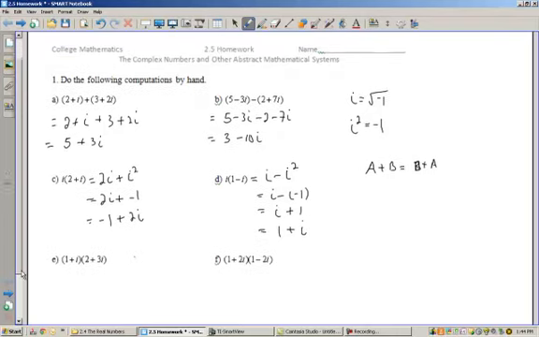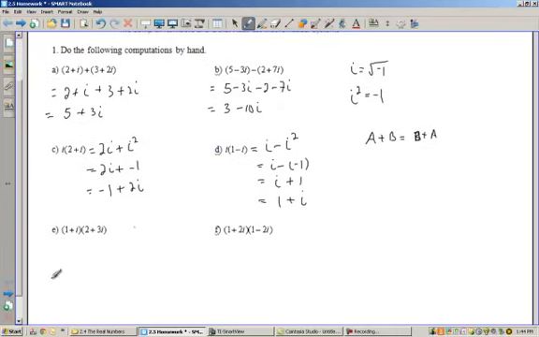All right, E and F, these are the ones where we have to kind of FOIL. And so the idea is I just take 1 times 2, and I get back 2. And I take 1 times 3i, so plus a 3i. And then I take i times 2, so plus a 2i, and then i times 3i, so plus a 3i squared.